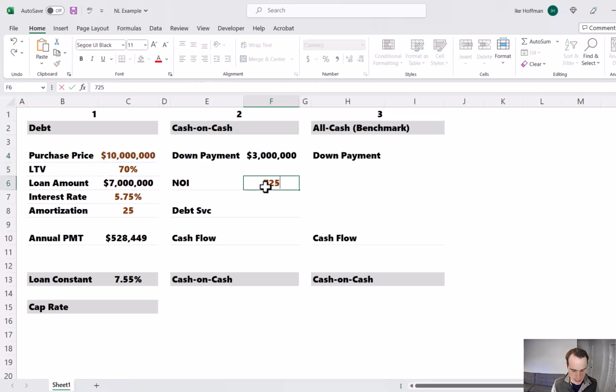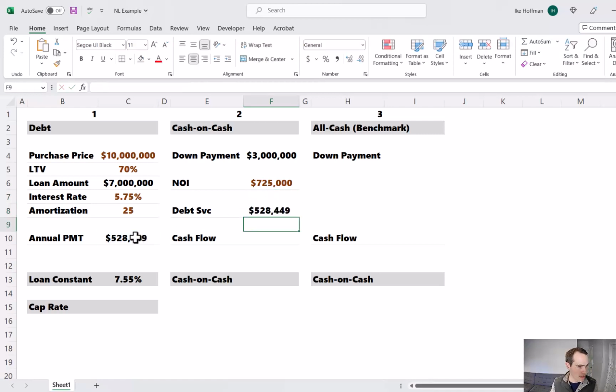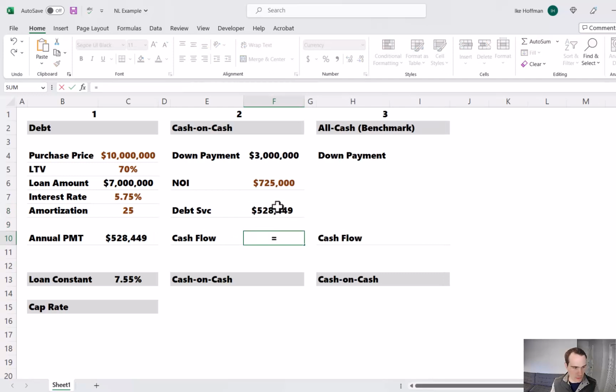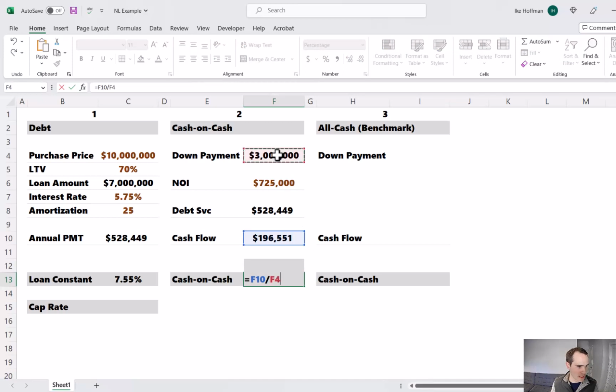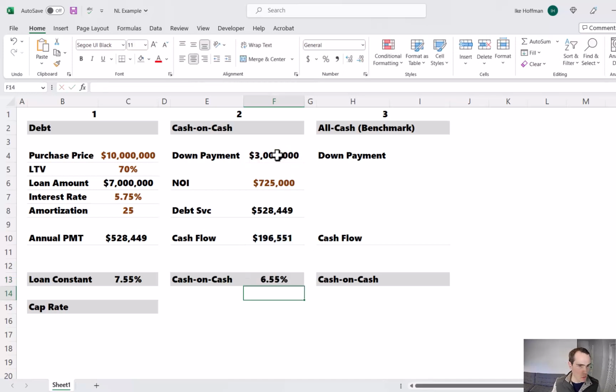We'll say that the NOI is 725,000. This is what we're projecting once we take over the property. The debt service payment is going to be the annual payment that we calculated in model 1 in our debt section. And then our cash flow is just going to be 725 minus 528. And then our cash on cash return will be the 196,551 divided by our cash down payment of $3 million, which is 6.55%.